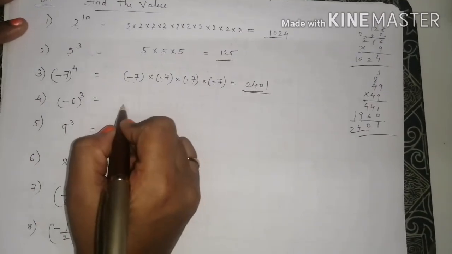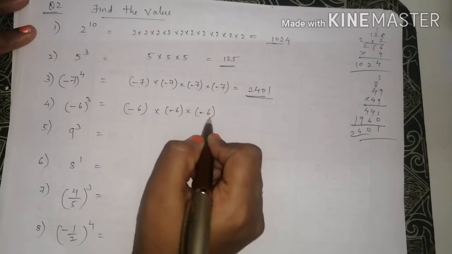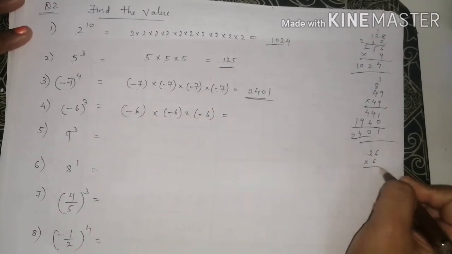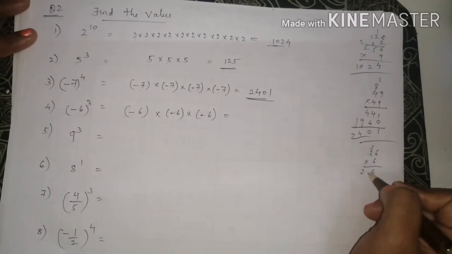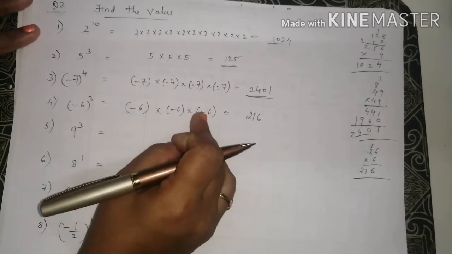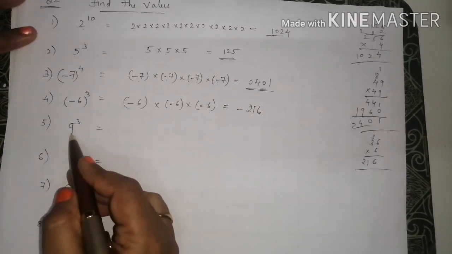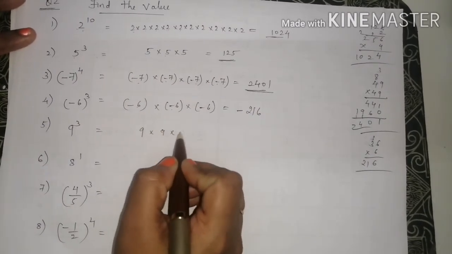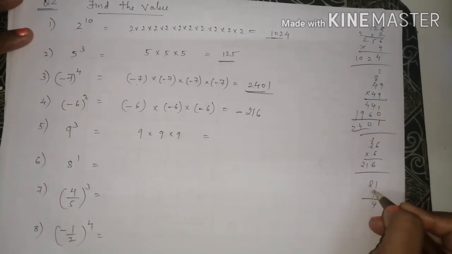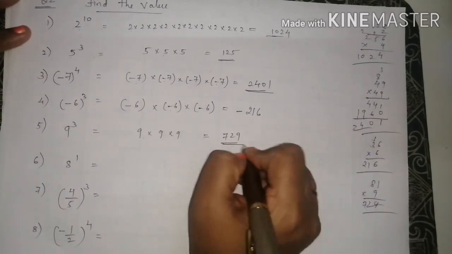Fourth one, minus 6 raised to 3. So minus 6 you will multiply 3 times. 6 6s are 36, 36 6s are 216. Now about the sign. This minus minus became plus, but one minus is remaining. So the answer will be minus 216. Next, 9 raised to 3. So 9 you will multiply 3 times. 9 9s are 81, 81 9s are 729. What is the answer? 729.